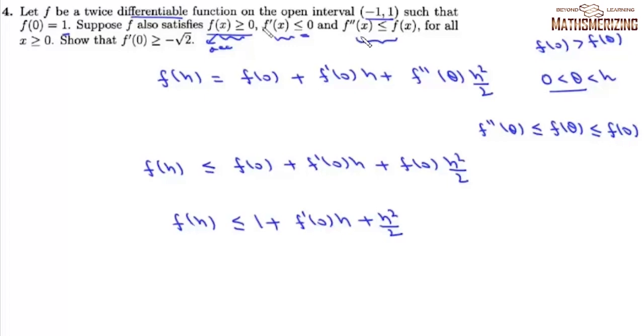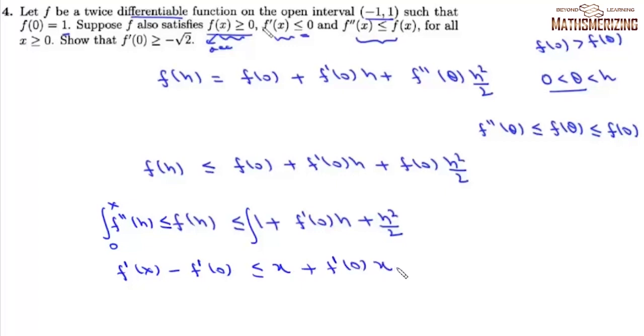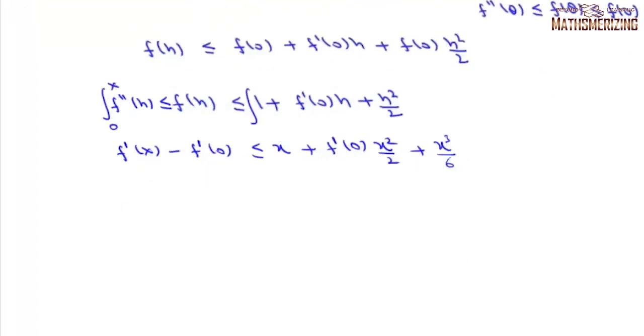Now we know that f double dash x is less than or equal to fx. So we can say this fh will be greater than or equal to f double dash h. Now we'll integrate both sides from 0 to x. So we can write f dash x minus f dash 0 will be less than or equal to x plus f dash 0 x square upon 2 plus x cube upon 6. Now we'll integrate this once again from 0 to x.